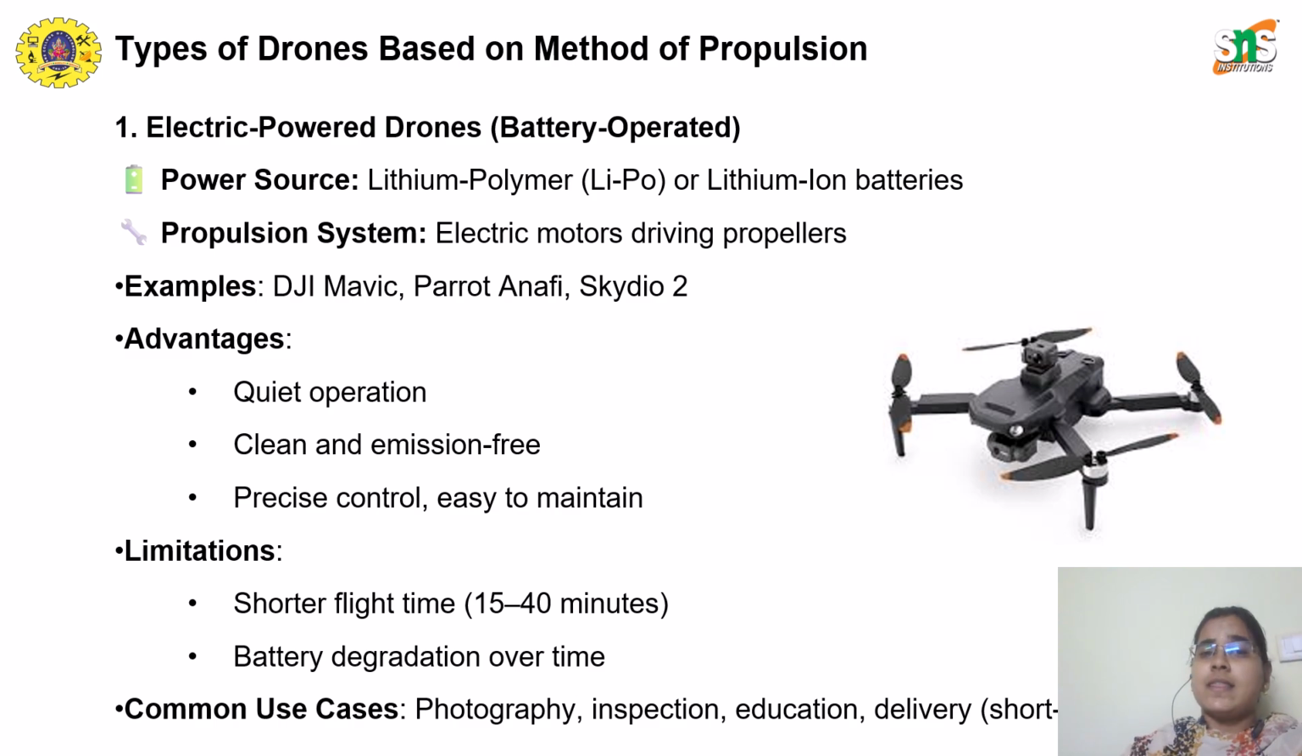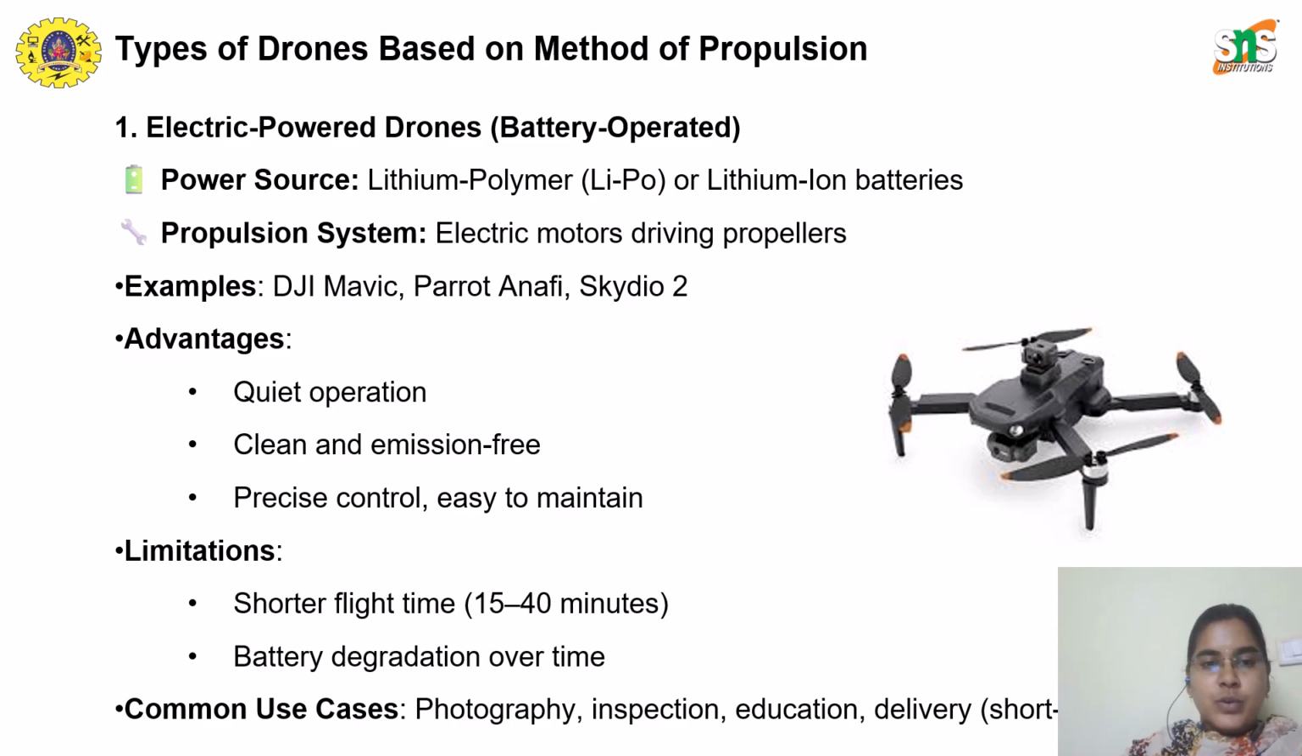The power source is lithium polymer or lithium-ion batteries. The propulsion system is electric motors. Examples are DJI Mavic, Parrot Anafi, where Parrot Anafi is used for delivery, and Skydio 2, etc. These are the basic drones which were introduced based on electric motors and batteries.